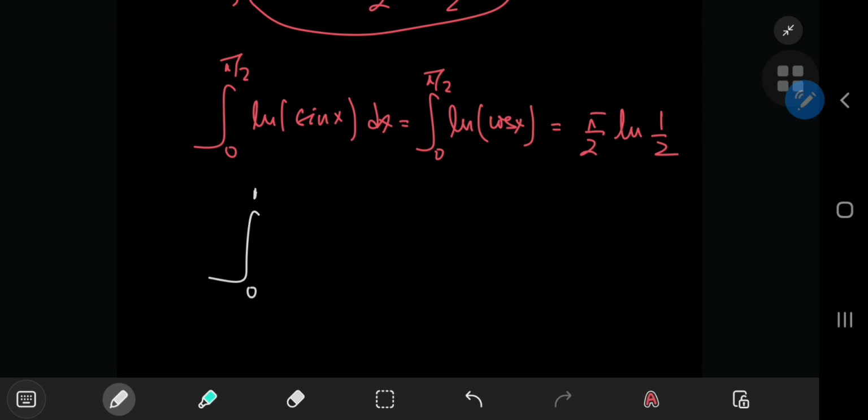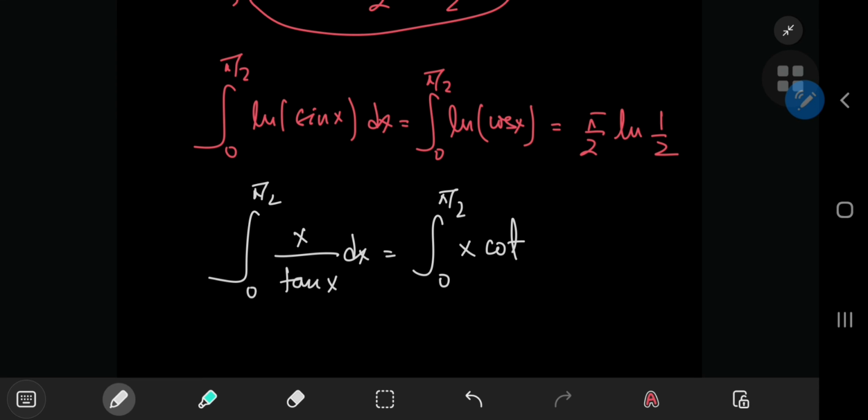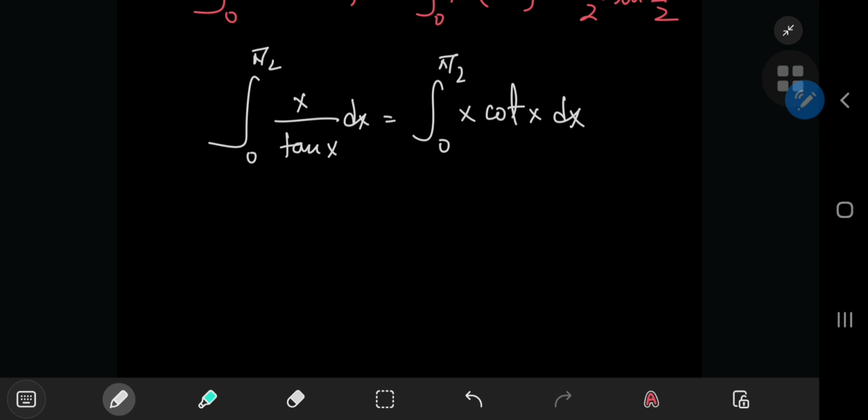That is the integral from 0 to pi by 2 of x divided by the tangent of x. Now what you can do is first write this as the integral from 0 to pi by 2 of x times the reciprocal of the tangent function, which is the cotangent function. So this is what we're integrating. And by using integration by parts, we can integrate the cotangent function, whose antiderivative is the natural log of the sine of x.